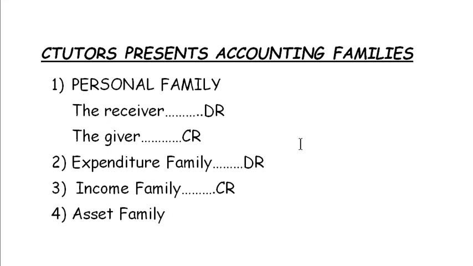Asset is classified into two: the non-current asset, which is called the fixed asset, because some assets are fixed, and the current asset. Whether current or non-current, an asset is an asset. Whatever belongs to a business is called an asset.